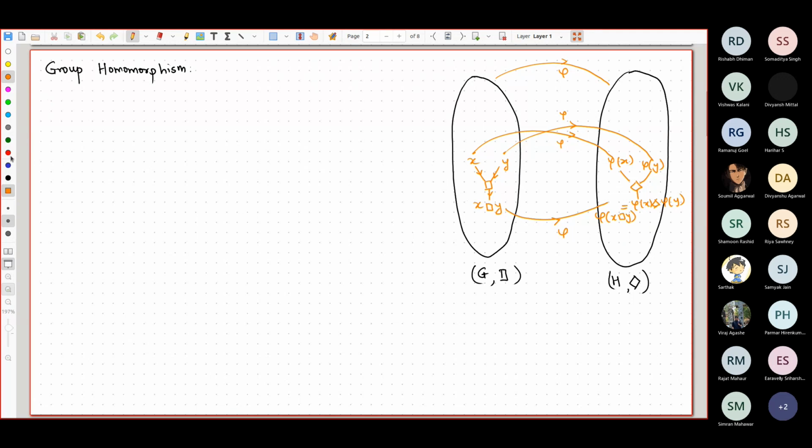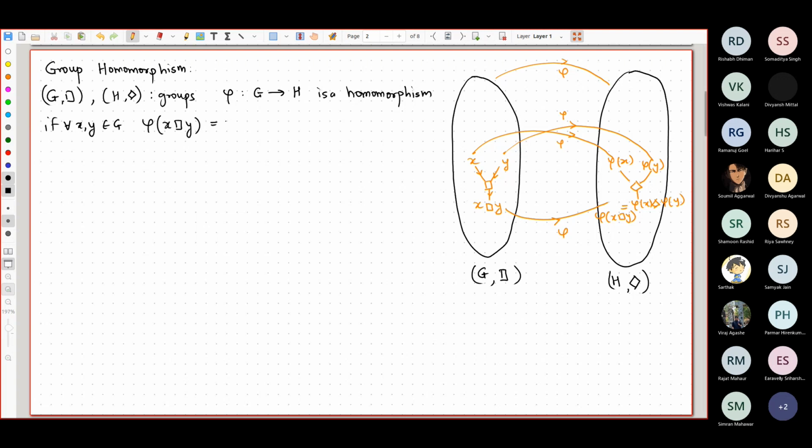In other words, if G square is a group and H diamond is a group, a function phi from the set G to H is a homomorphism if for all x and y in G, phi of x square y is equal to phi of x diamond phi of y.